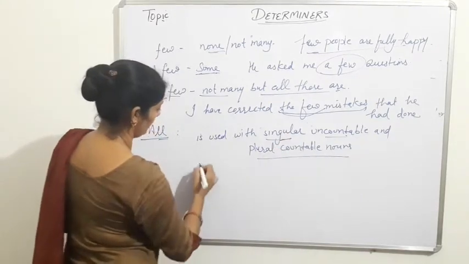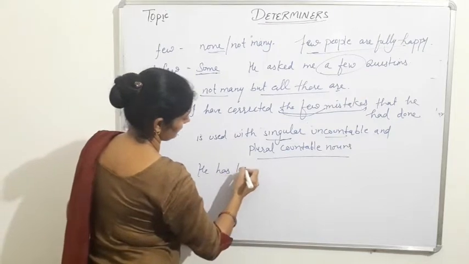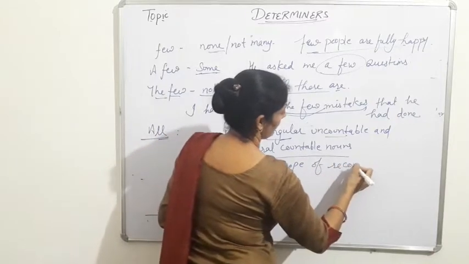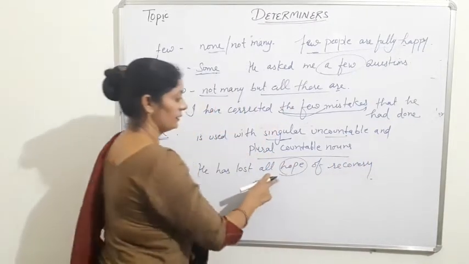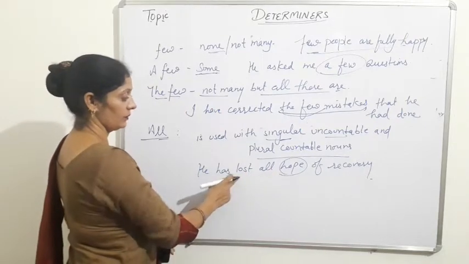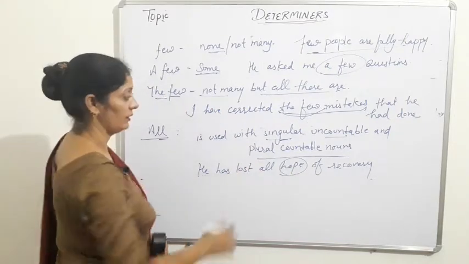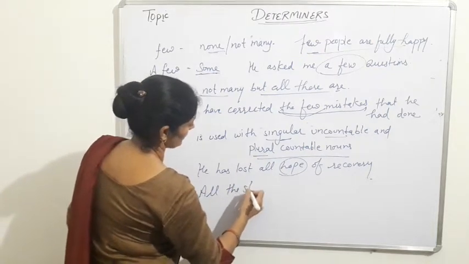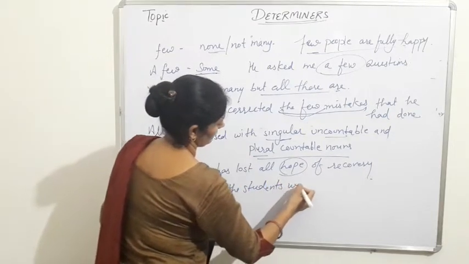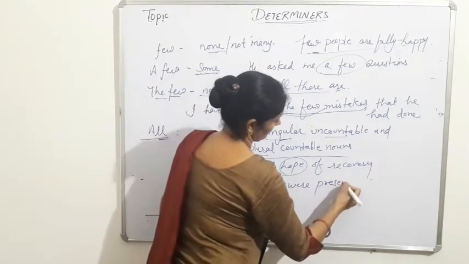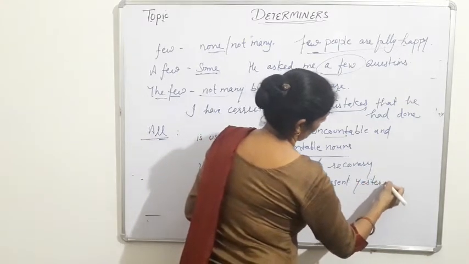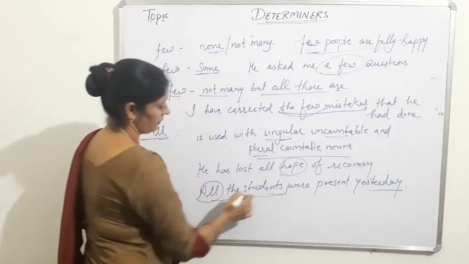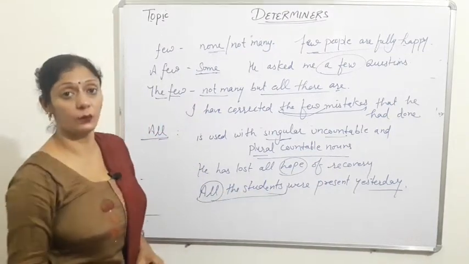For example, he has lost all hope of recovery. Here the word hope, it is uncountable and singular. Okay, he has lost all hope of recovery. And plural countable, it means all the students were present. All the students were present yesterday. We are using all with plural countable nouns.